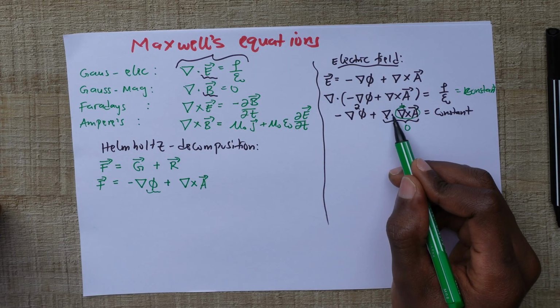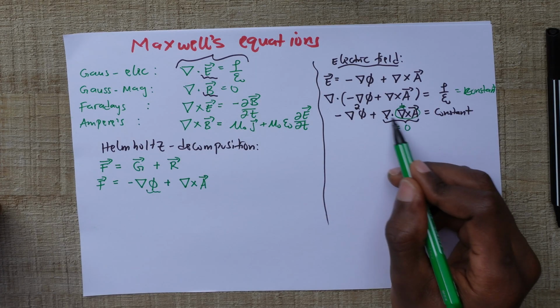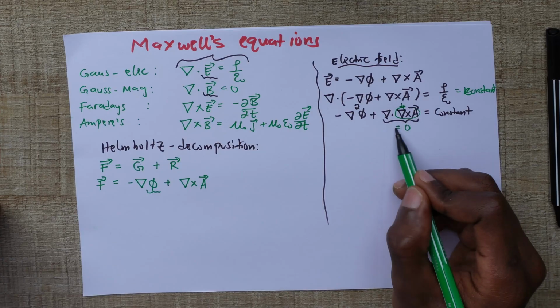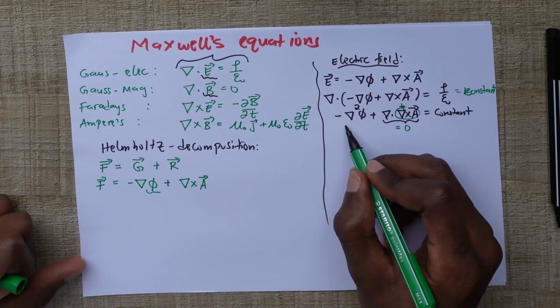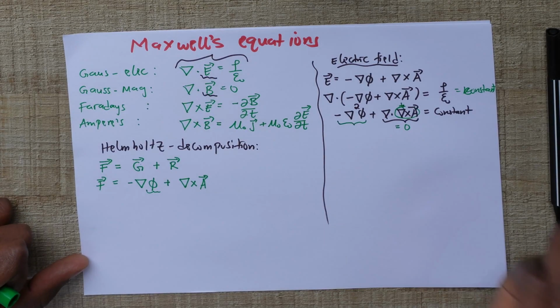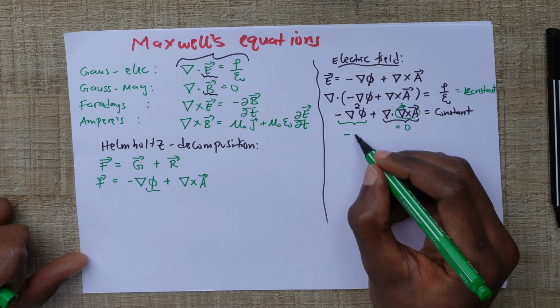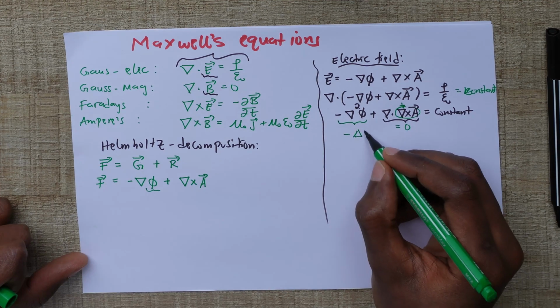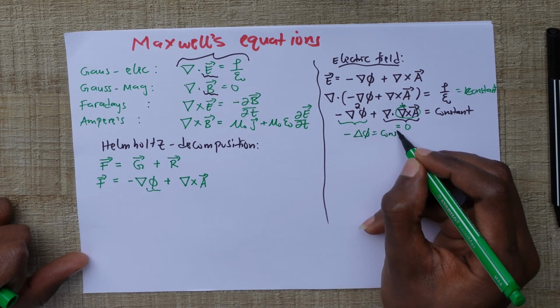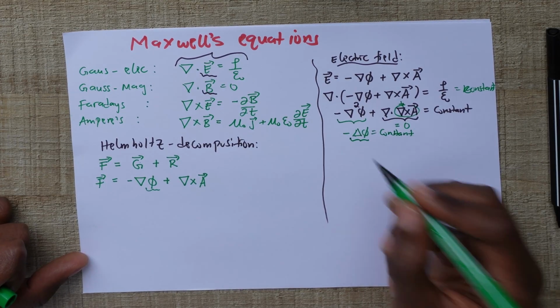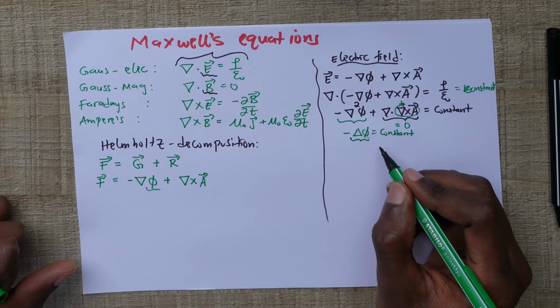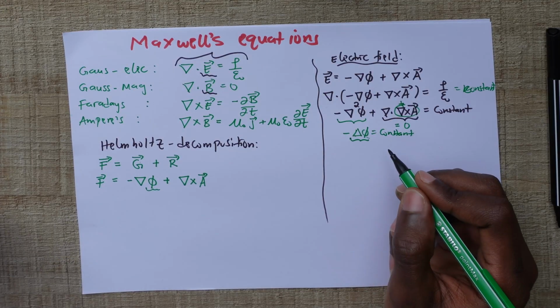And when you take the dot product of a field that's perpendicular to another one, you get 0. So this quantity is 0. Thus, we are left with just this, which can be written actually as negative the Laplacian of phi equals a constant. And this works because the Laplacian of a scalar field is just a constant.